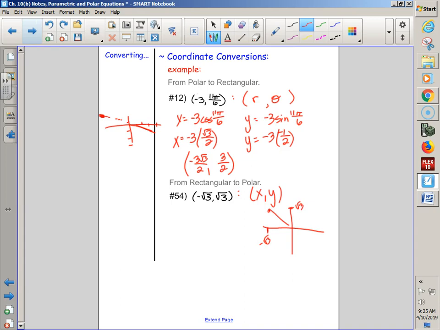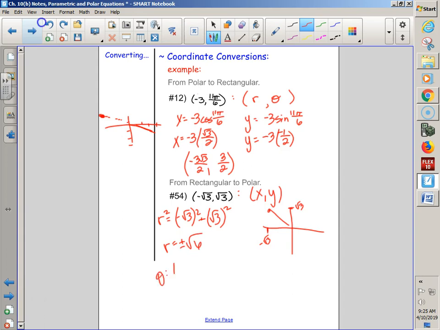I know where it's supposed to be, but in order to solve, I need to go ahead and say r squared is equal to negative rad 3 squared plus rad 3 squared. Pythagorean theorem, easy, elementary stuff. Well, maybe middle school stuff. But either way, isn't that 3 plus 3 is 6? So r is equal to plus or minus rad 6.